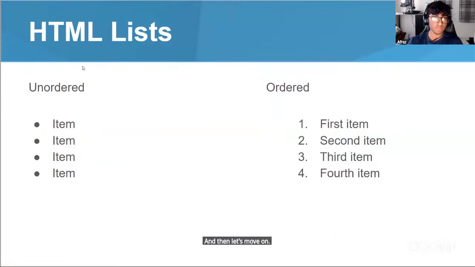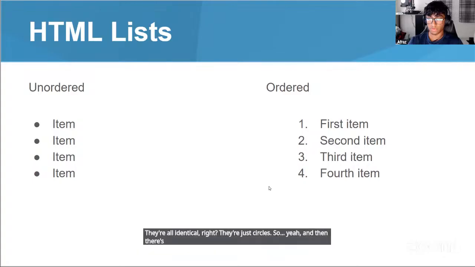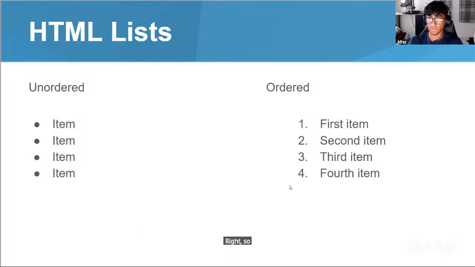There's two different types of lists in HTML, right? There's unordered, and you can see in unordered, the bullet points are all identical, right? They're just circles. And then there's ordered, which is just 1, 2, 3, 4, right? So it's numbered in order. So it's kind of self-explanatory, right? You can just kind of tell by the name what they do.